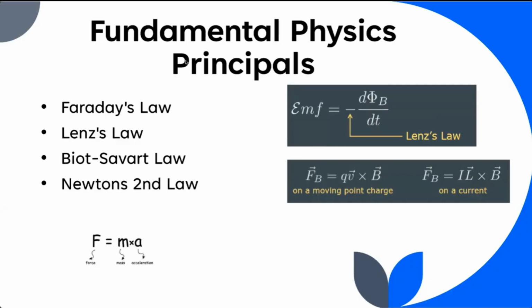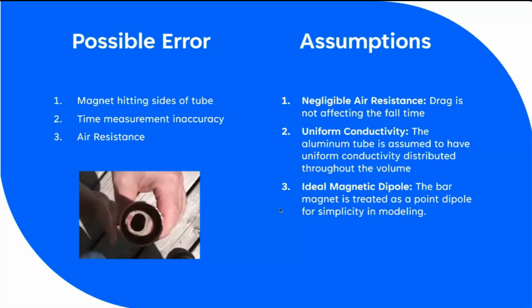Some fundamental physics principles were Faraday's law, Lenz's law, the Biot-Savart law, and Newton's second law. And here you can see some of those. Possible errors: the magnet hitting the sides of the tube, time measurement and accuracy, and also air resistance. Below that, you can see a picture of the experiment.